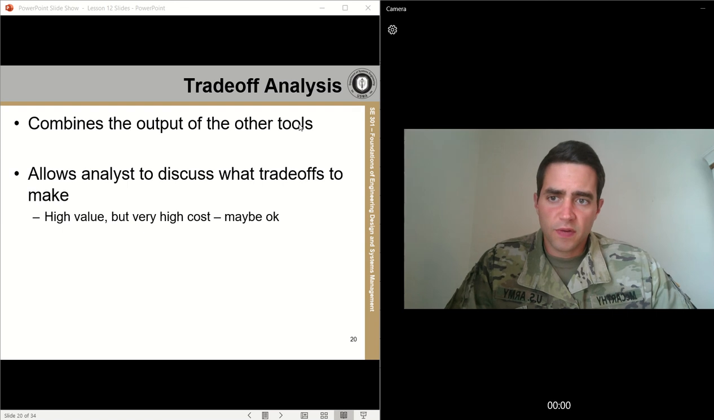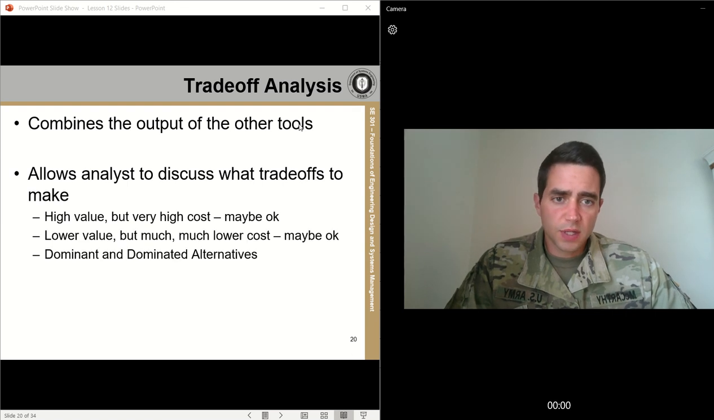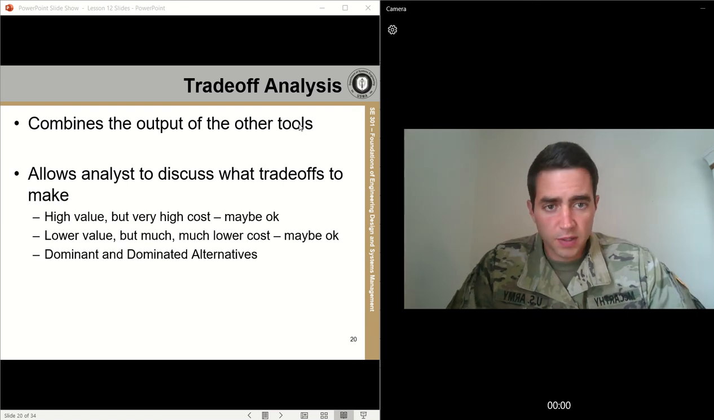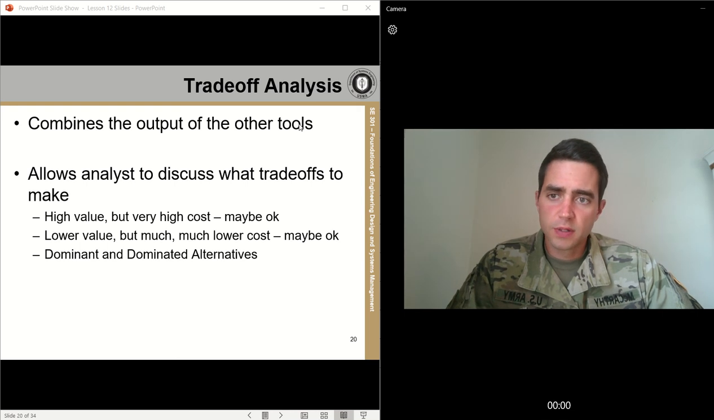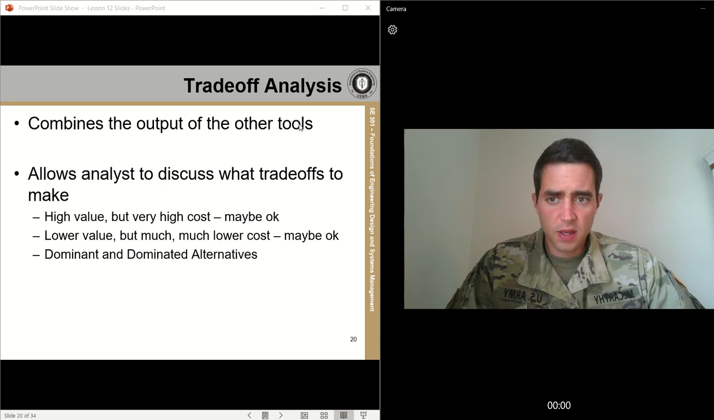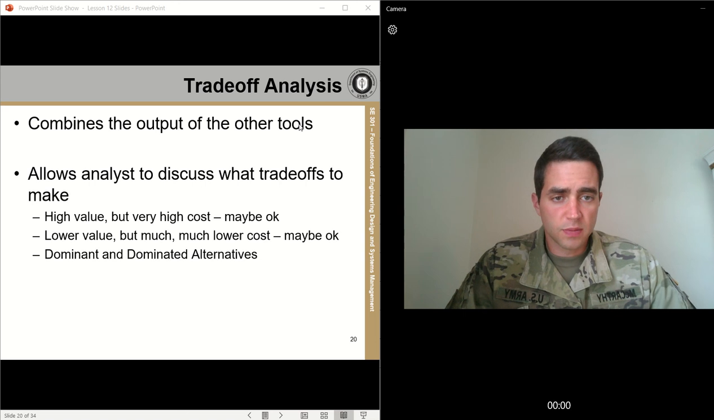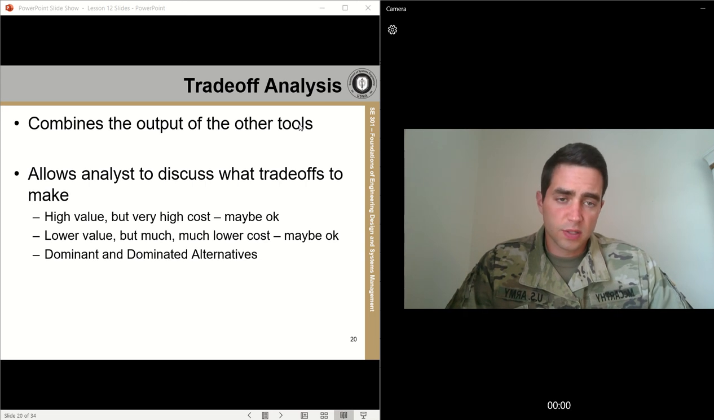So what is trade-off analysis? Well, it allows us to combine the output of all the other tools that we've talked about to this point, and all the other tools we need, in order to understand what the total value score is. And it allows the analyst to discuss what trade-offs to make. There are some cases where high value but very high cost might be okay, but there are other cases where we want a lower cost, and we'll give some of our value away to achieve a lower cost.